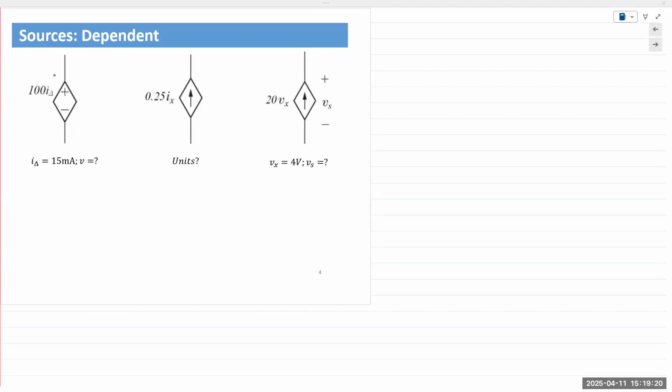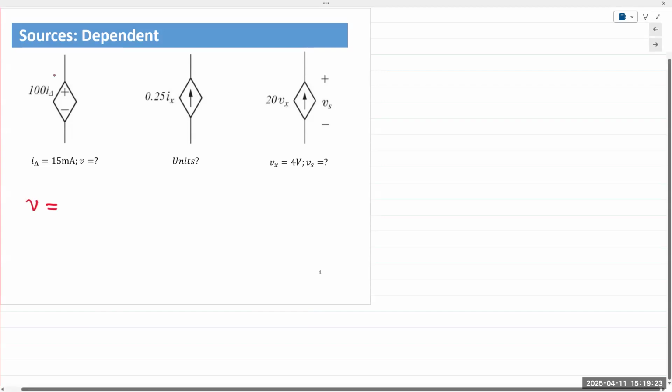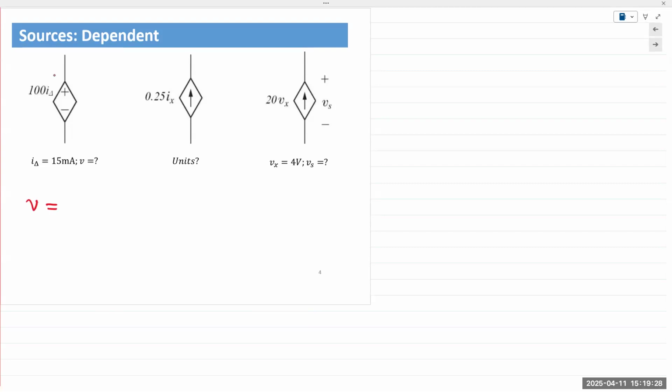So what is the value of this voltage? 100 times I delta. So 15 milliamps. And so this gives us 1500 millivolts or 1.5 volts. If I delta changes, then your V, the output voltage being supplied by this dependent source, will also change. So these are just three quick and simple examples.